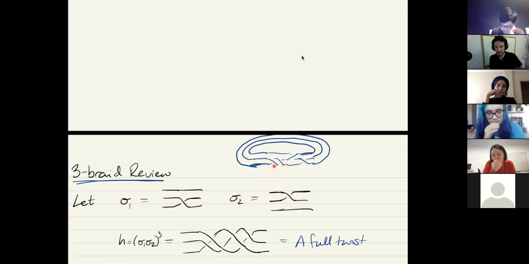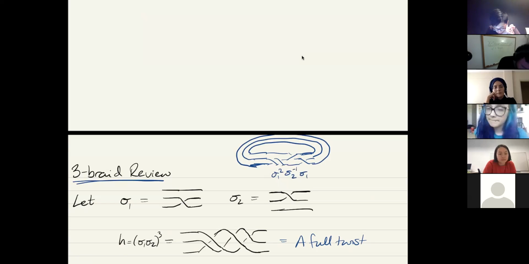So if I look at this, the first thing I see is sigma 1, then I see sigma 1 again. So I have a sigma 1 squared, and then I see sigma 2. But the crossing is wrong here, so I'm going to make that a -1. And this is another sigma 1. So for any three braid, I can write down a representation using these symbols.